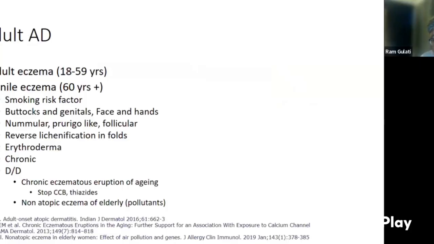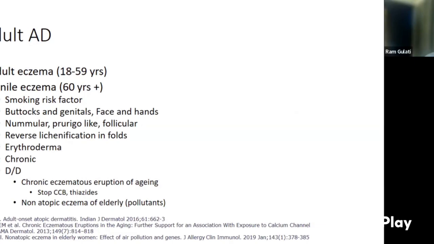If I give you a glimpse of the adult atopic dermatitis, just one slide, the adult eczema is 18 to 59 years of age, and pretty much you see similar kind of an eczema as you see in an adolescent. But when you see eczema starting beyond 60 years of age, which we term as a senile eczema, you see a huge difference in the presentation.